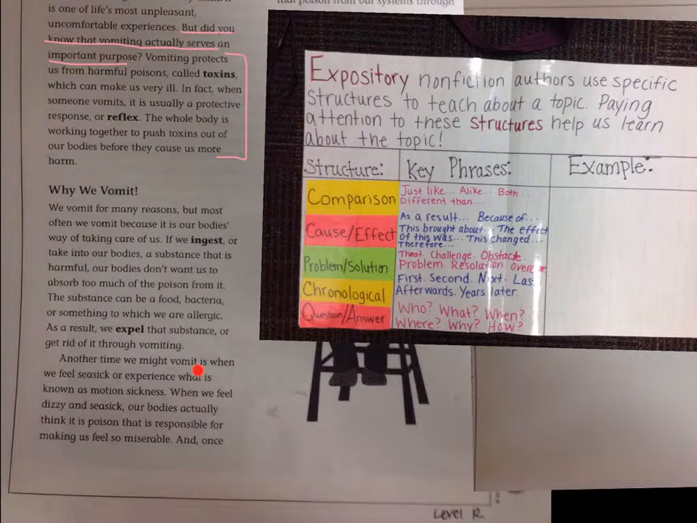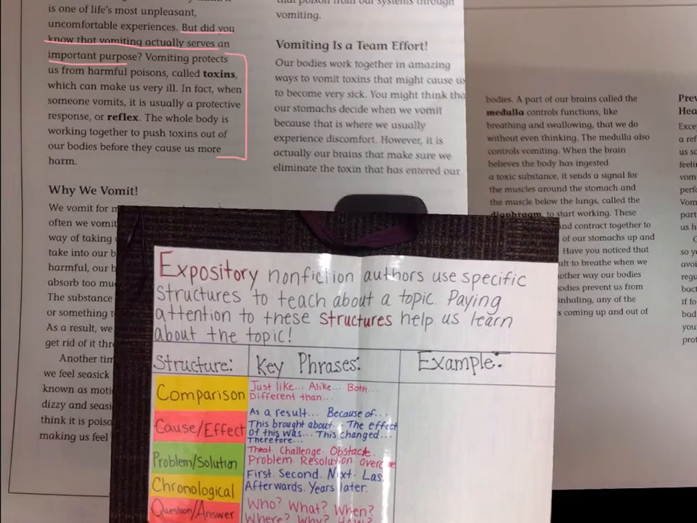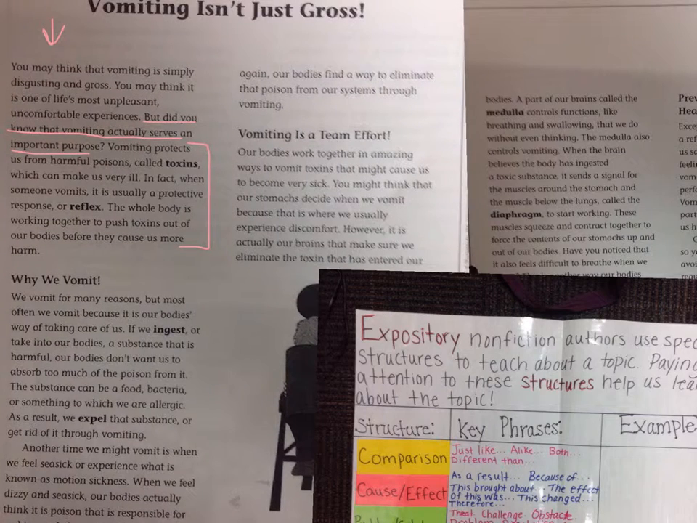Another time we might vomit is when we feel seasick or experience what is known as motion sickness. When we feel dizzy and seasick, our bodies actually think it is poison. That is responsible for making us feel so miserable. And once again, our bodies find a way to eliminate that poison from our systems through vomiting.